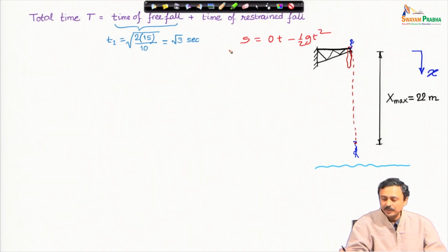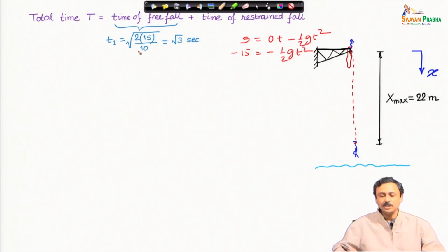Distance, in this coordinate system, is minus 15 meter, which equals minus half g t square. Therefore, t1 during the free fall comes out to be under root 3 second.